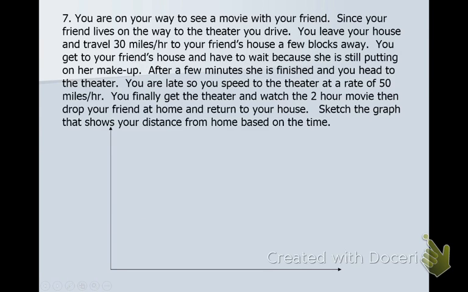All right? I got another one here. You're on your way to see a movie with a friend. Since your friend lives on the way to the theater, you drive, leave your house and travel 30 miles per hour to your friend's house a few blocks away. Okay? She's putting on makeup. So there's some things that are going to change your graph here. Take a stab at that one.